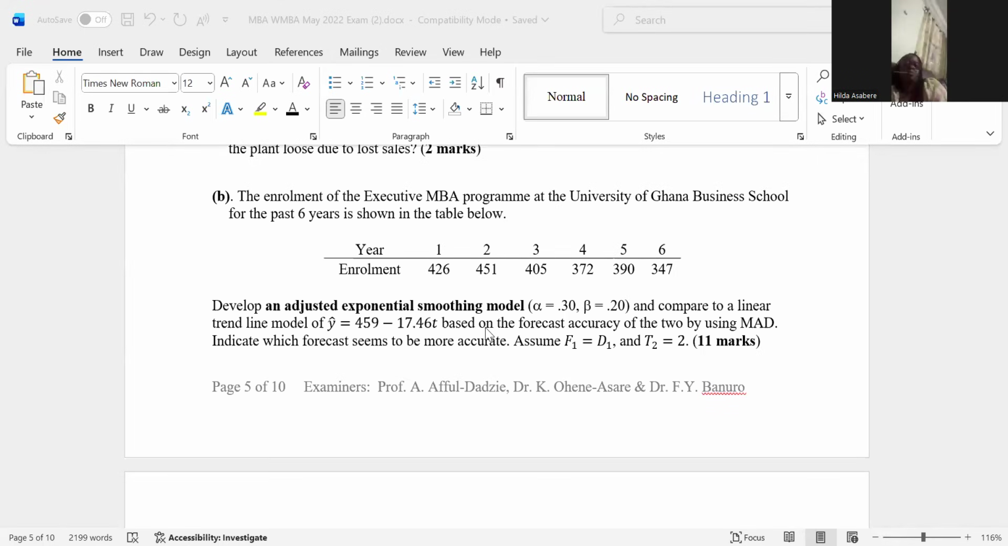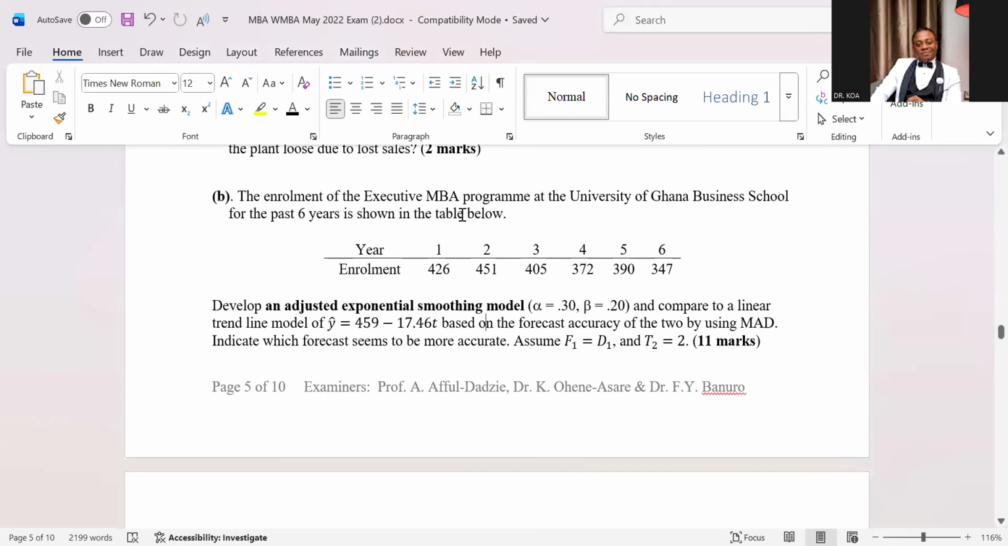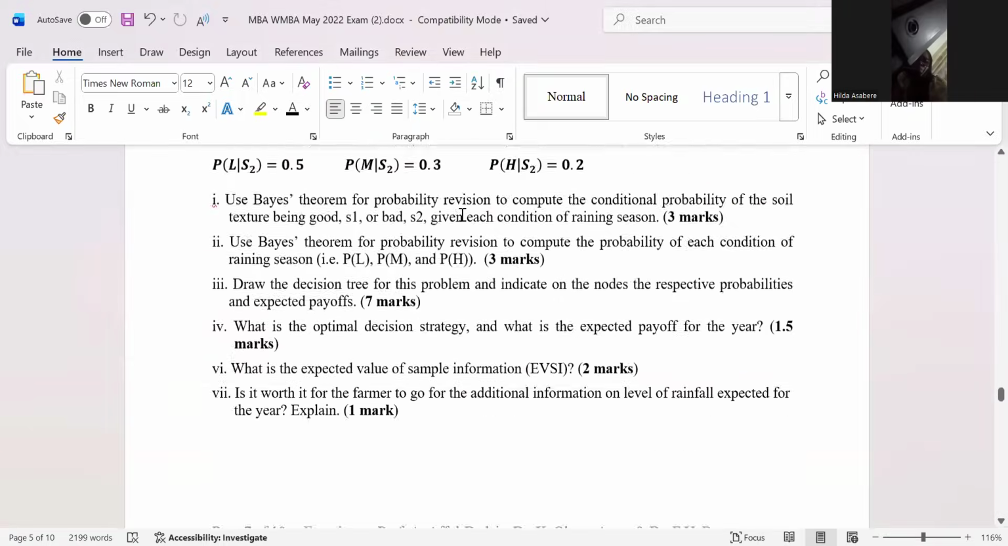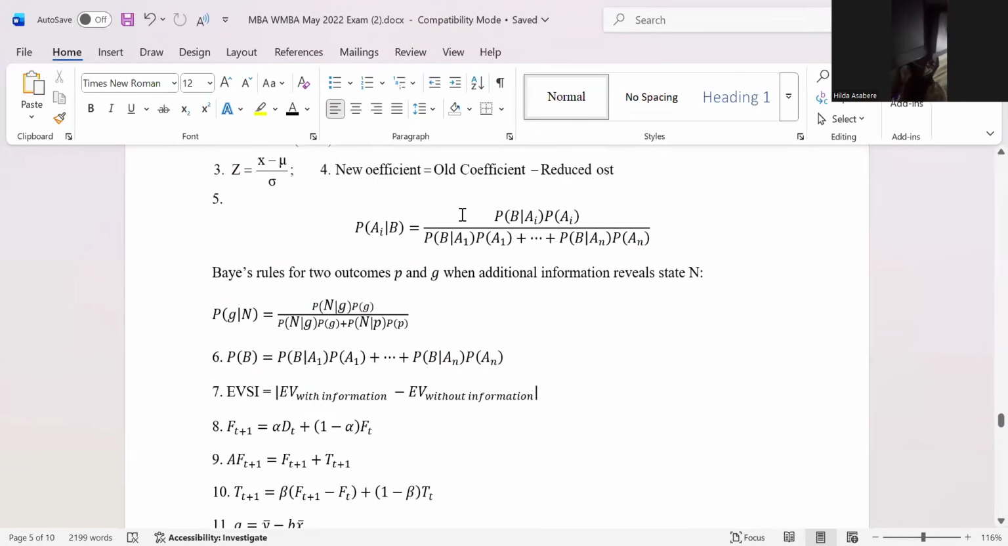Now, let's remind ourselves of these. Okay. Now, first of all, before you can actually calculate the adjusted exponential smoothing, you need to know the simple exponential smoothing. Are you guys aware? You need to know the simple one. And the simple one requires a formula. Do you remember the formula for the simple exponential smoothing? Well, it's down here.